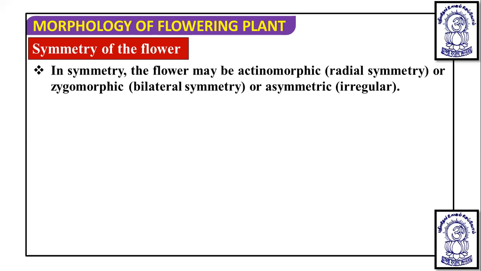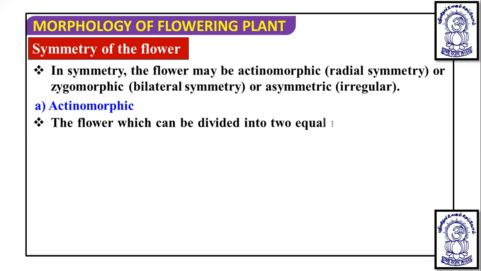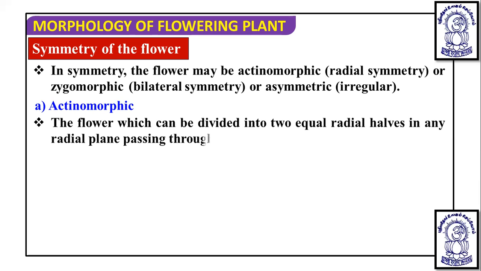In symmetry, the flower may be actinomorphic, which means radial symmetry, or zygomorphic, which means bilateral symmetry, or asymmetric, which means irregular. I hope you know the meaning, but let's understand this because it is covered in the Animal Kingdom chapter. Now, actinomorphic. Actinomorphic is a radial symmetry, meaning the flower can be divided into two equal radial halves in any radial plane passing through the center.